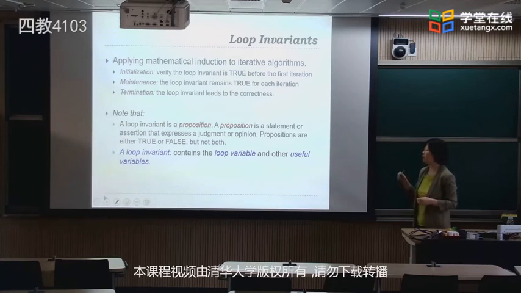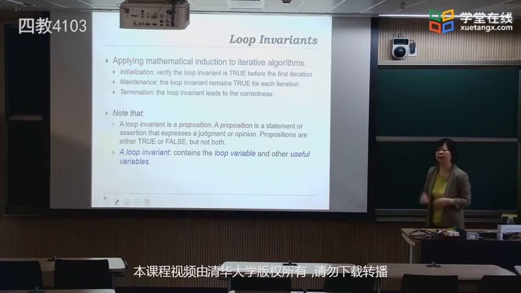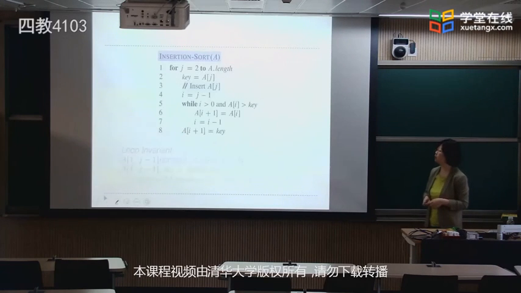In addition, we don't want just any proposition. We just want the one that can actually help us to verify the correctness of the algorithm. So we normally have this loop invariant contain loop variables and other useful variables, because we need those variables to establish the correctness of the algorithm. So we're going to see this with our first example, insertion sort.